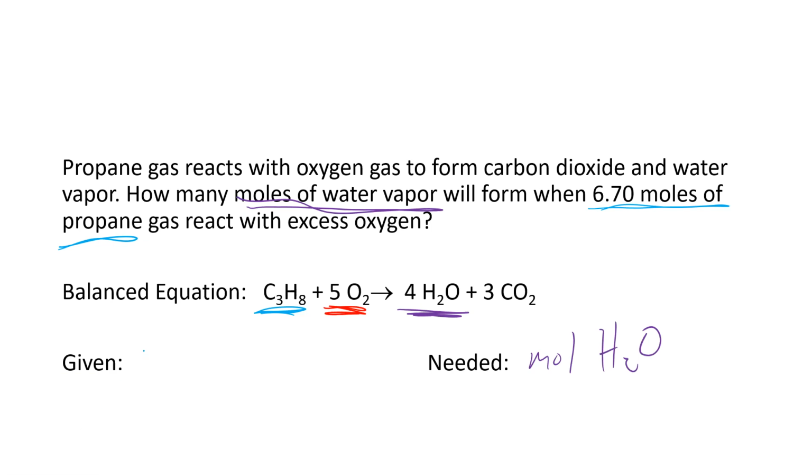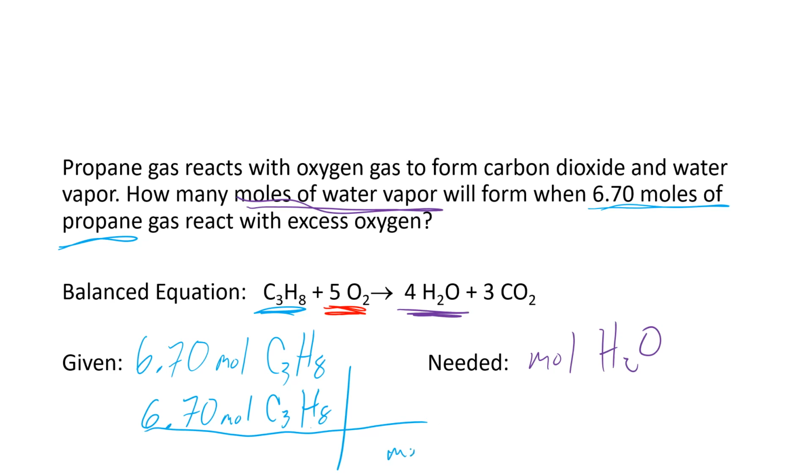It says excess oxygen, which is basically just making a point that you're not going to run out of oxygen before you run out of propane. And we'll talk about that in a little more detail in a bit. So we have moles of propane to start. We need moles of water. Mole to mole, this will be a quick one. So this will just be the one-step problem.